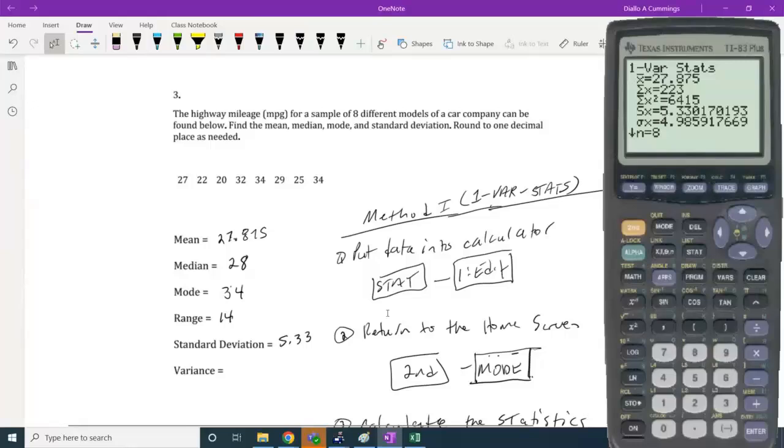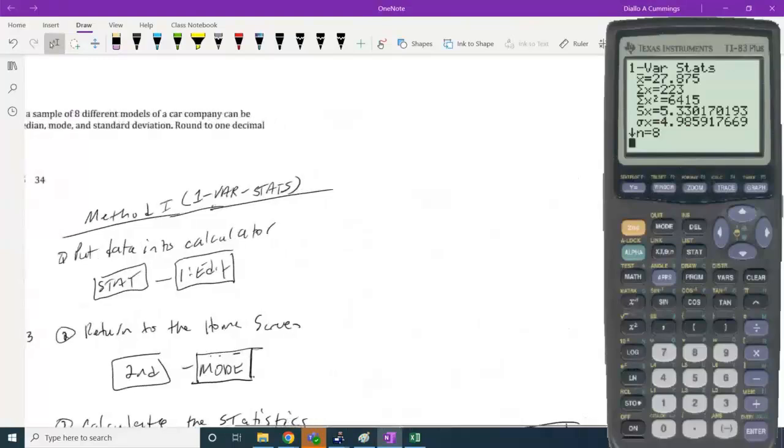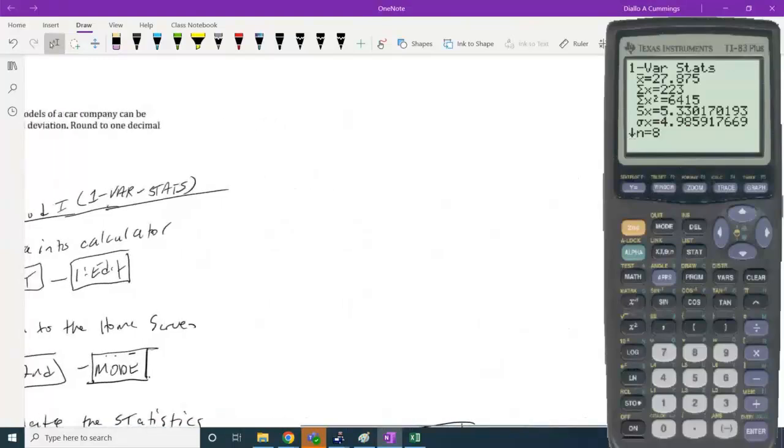All right, now the variance. There is no variance in the one variable statistics section. Over here, I'm going to put up method 2. And method 2 is using list functions.